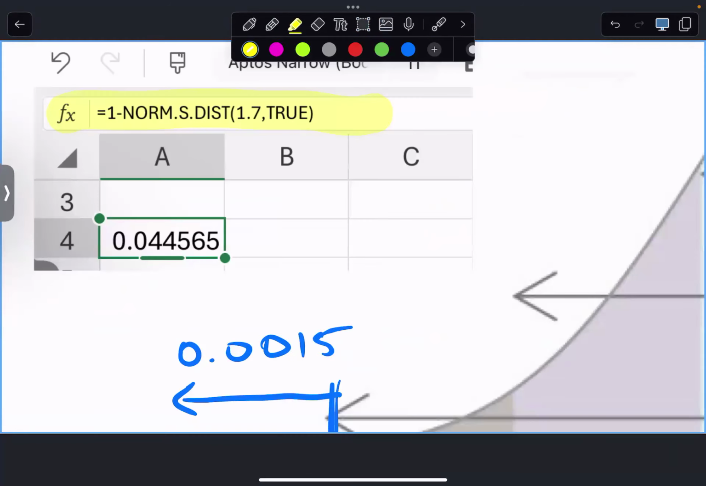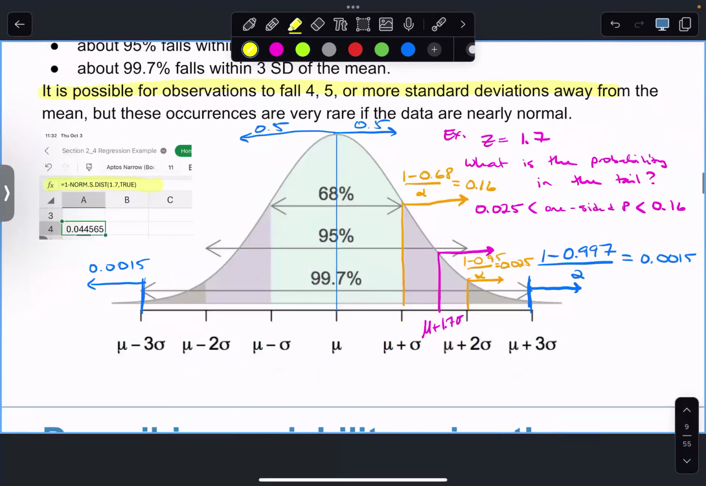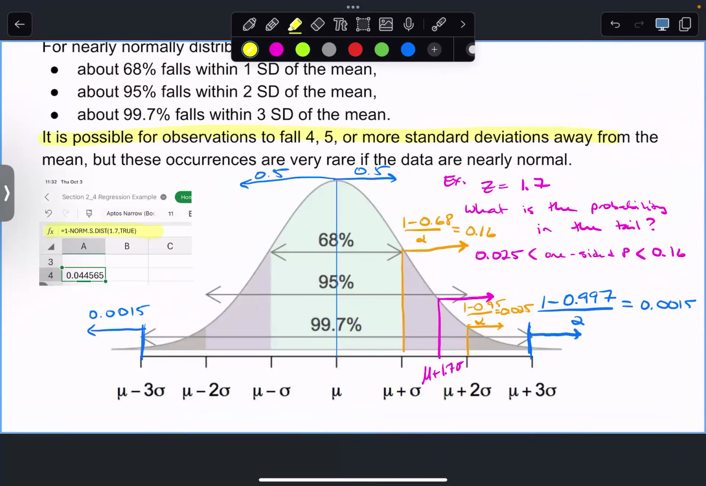Obviously, in a workplace environment, you wouldn't be giving such a large range. You would just find the area, right? But if you're ever stuck without a table, can you imagine that? No table, it happens. Then at least you have some range, right? 0.044565 is somewhere between 0.025 and 0.16, because it's quite easy to be between 0.025 and 0.16. But you can use this kind of rough approximation.